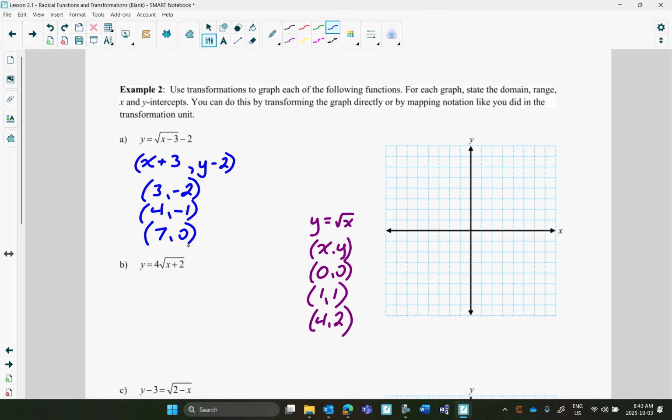And that should form a sideways parabola, provided that I did all the points correct. 3, negative 2, 4, negative 1, 7, 0. There's our first one.